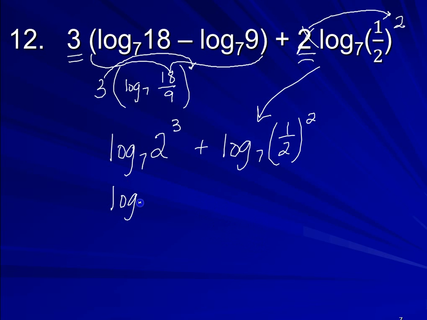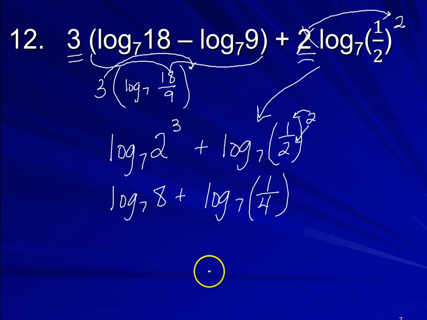So I have log base 7, 2 cubed is 2 times 2, which is 4, times 2, which is 8, plus log base 7, 1/2 squared. Again, don't let fractions scare you. You've got a power on the outside, so you square them both. 1 squared is 1, 2 squared is 4.